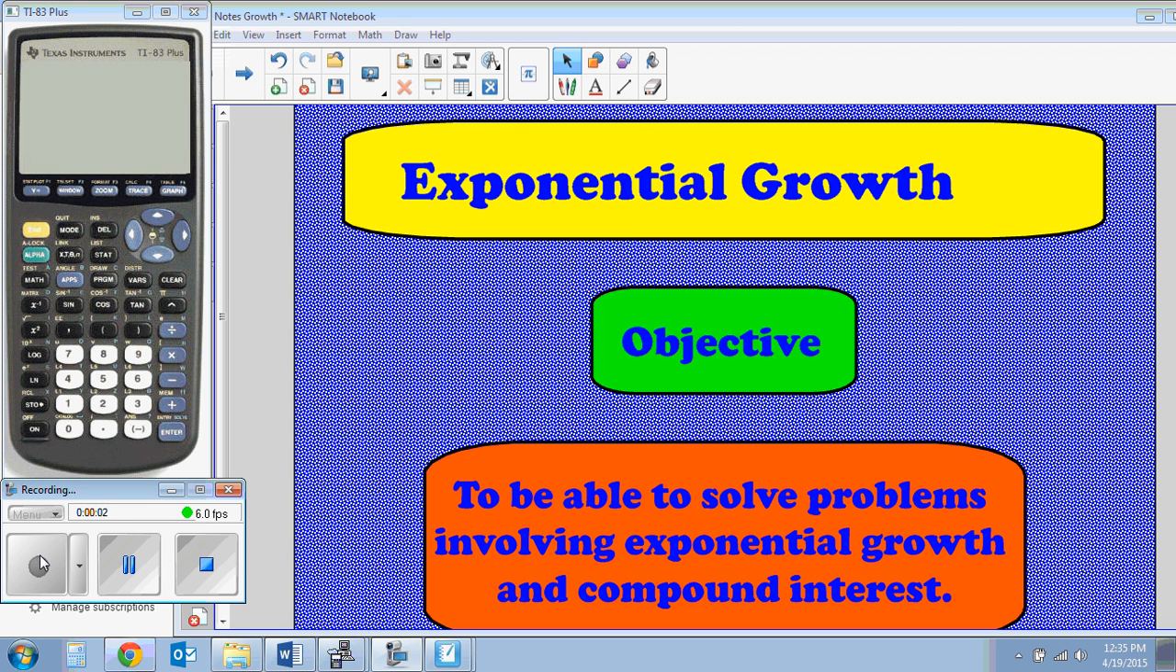Everybody, welcome back. Today we're going to talk about exponential growth and story problems that have to do with that. And again, we have our graphing calculator up. We're going to be recording here, so make sure that you pause when I tell you to, just so you can make sure that you get all the practice that you need. Our objective today is to be able to solve problems involving exponential growth and compound interest.